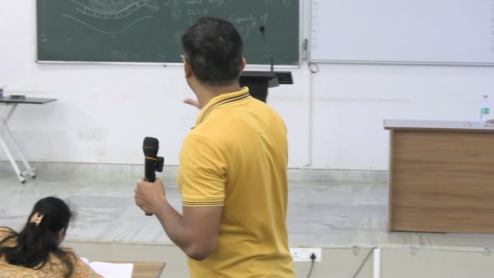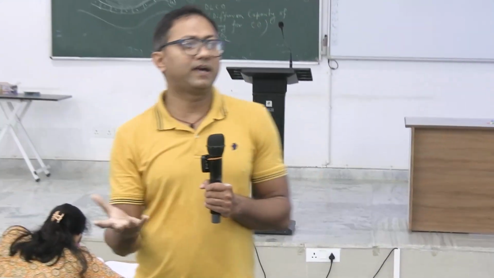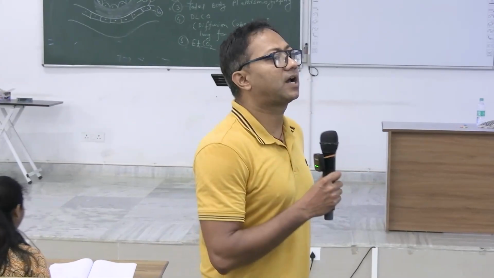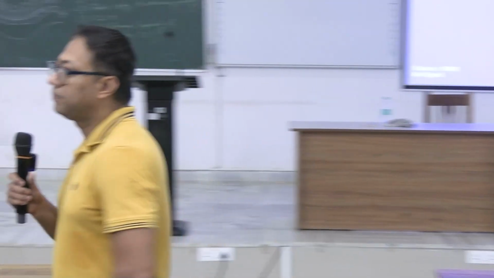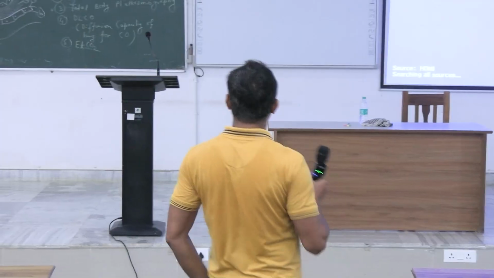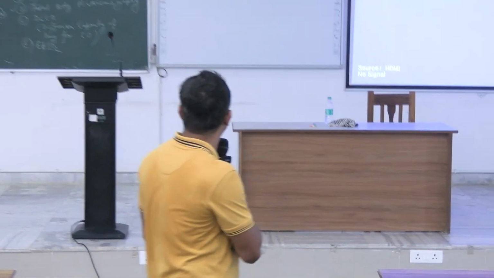Then we need to perform this test, diffusion capacity of lung for carbon monoxide, and the normal value in a normal healthy lung is 25 ml per minute per mmHg. 25 ml per minute per mmHg is the normal diffusion capacity of lung for carbon monoxide.